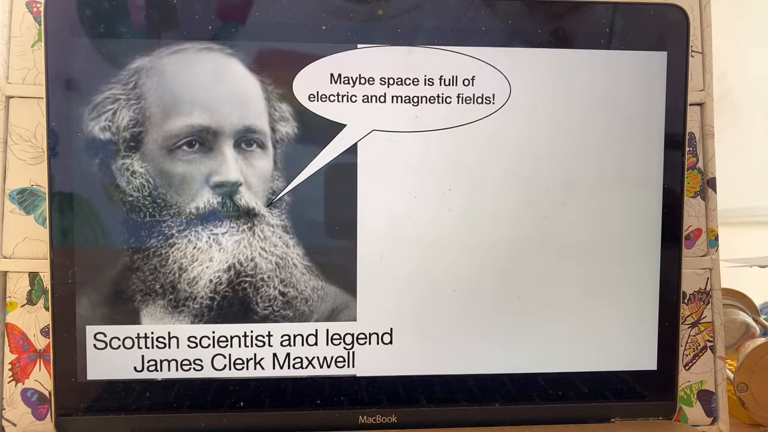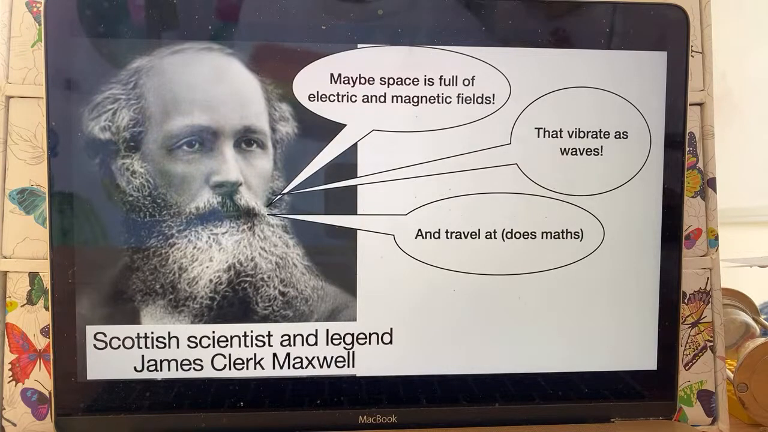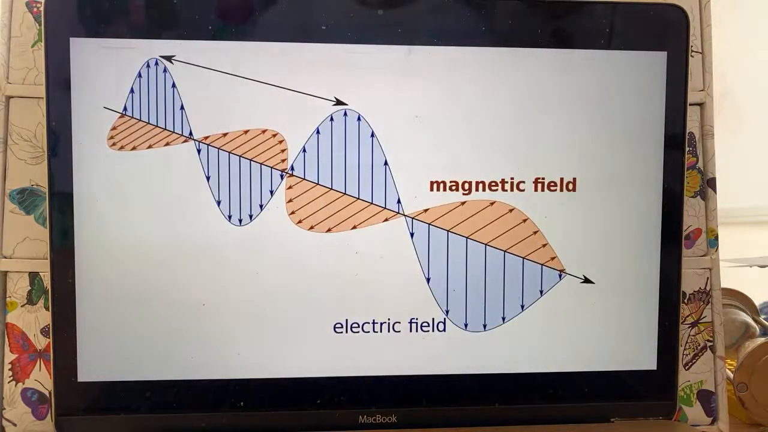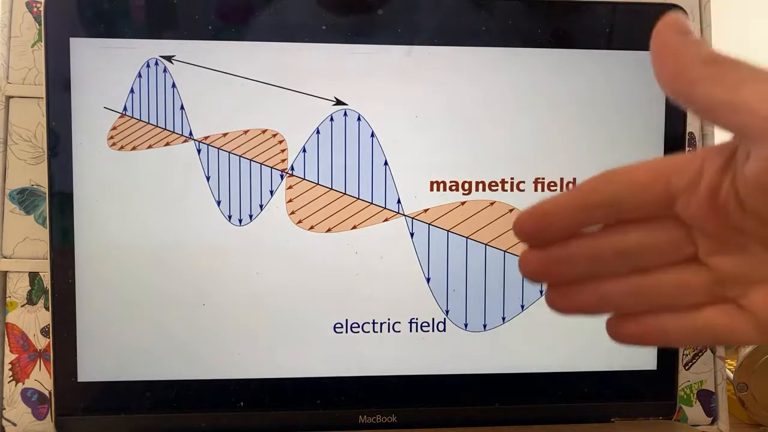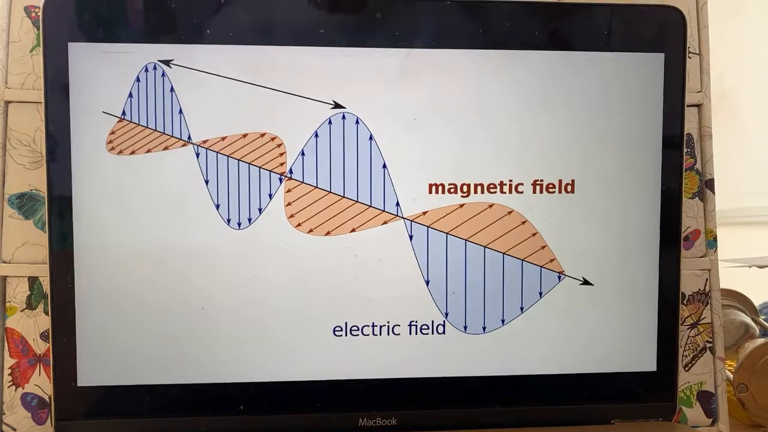He didn't do loads of experiments. He just used maths and thought, maybe space is full of electric and magnetic fields that vibrate as waves and travel at, does complicated James Clerk Maxwell maths, 300 million meters per second. And this is the kind of diagram that he came up with, right? Magnetic fields and electric fields vibrating and moving through space at right angles to each other. And that is what we're learning about today.